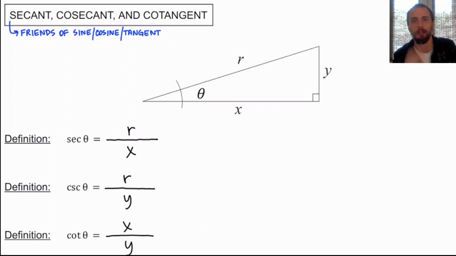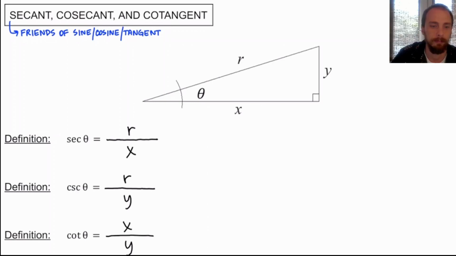Okay, and these are not the most important formulas in the world, right? Secant, cosecant, cotangent, we will work with them a little bit in this class. We'll need to know a couple facts about them in calculus, but they're not the most important. I don't want you to get the wrong impression and think that these are more important than sine, cosine, and tangent, because they're not.